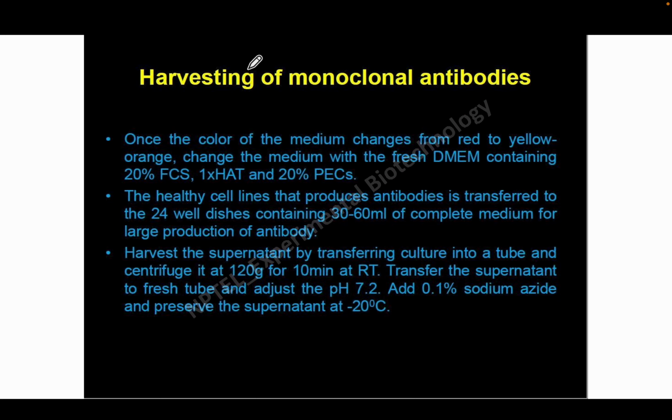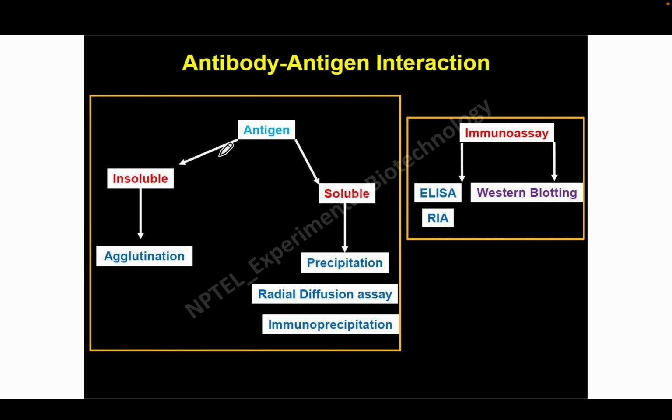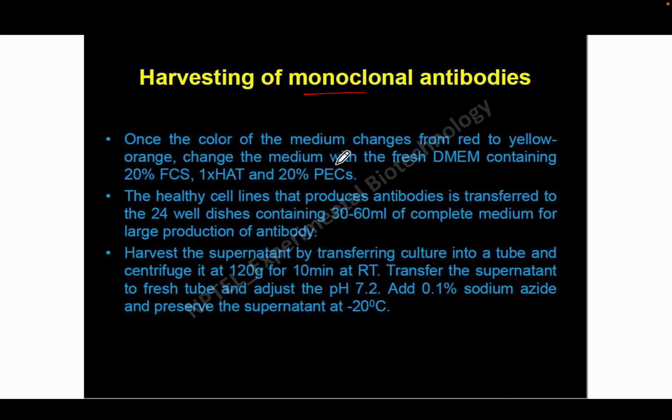Now we will discuss how to harvest monoclonal antibodies. What happens once the color of the media changes from red to yellow orange? Change the media with fresh DMEM. The healthy cell lines that produce antibodies are transferred to 24 well dishes containing 30 to 60 ml of complete media for the large production of antibody. Harvest the supernatant by transferring the culture into a tube and centrifuge it at 120 G for 10 minutes. Transfer the supernatant to a fresh tube, adjust the pH and add sodium azide.